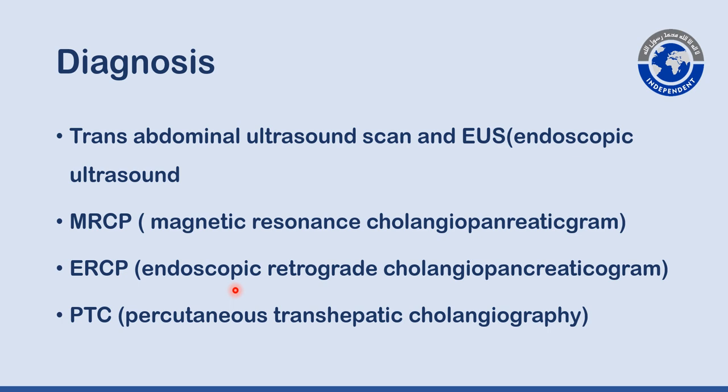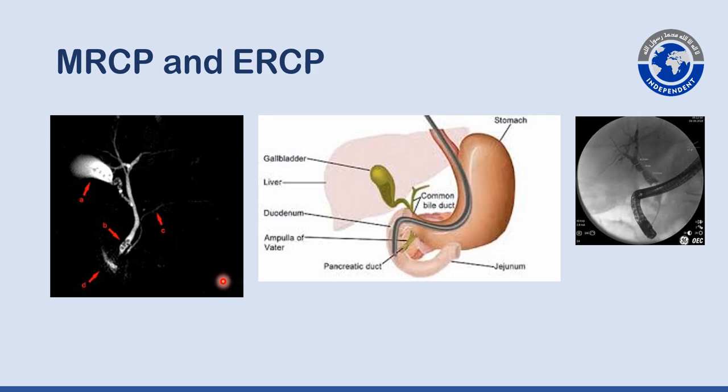MRCP is an MRI of the cholangiopancreatic ducts. ERCP is the endoscopic retrograde cholangiopancreatography. As we can see here, this is an image of the MRCP which shows the gallbladder, cystic duct, and the biliary ducts, and here there are negative shadows indicating stones.